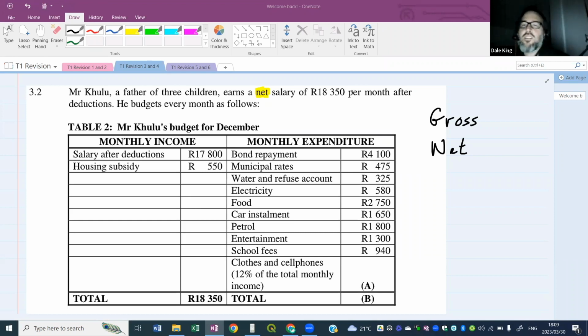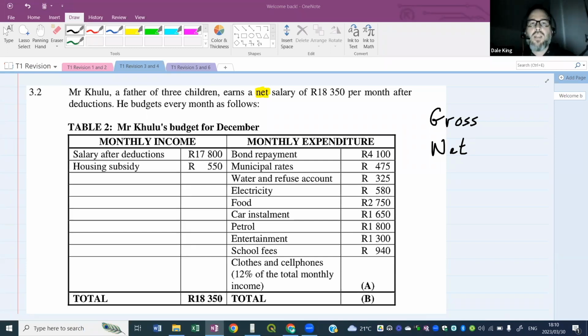So I'll tell you what it is, guys. So gross means before deduction. So when you get your salary on your pay slip, you'll see gross salary. So that's before all the deductions come off: tax, UIF, insurance, medical aid. Sometimes they pay medical aid for you. So the gross salary is what you are promised in your contract. Okay, so that's gross. That's what you're getting.